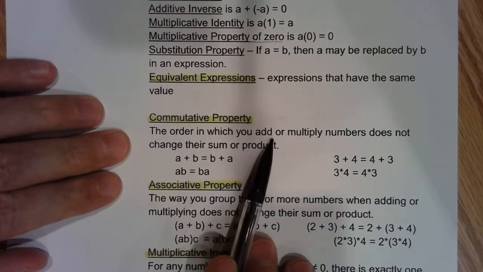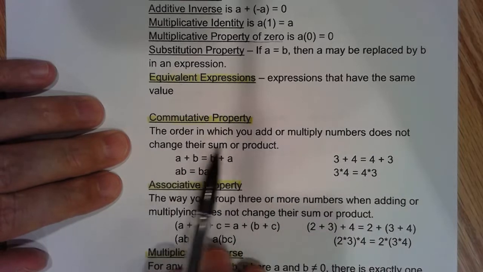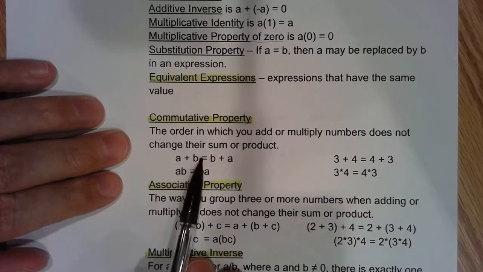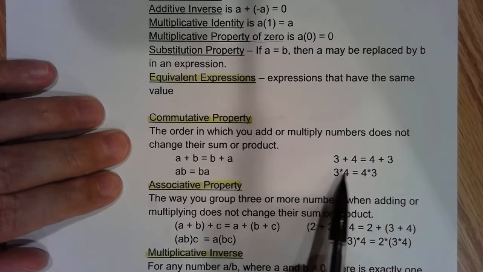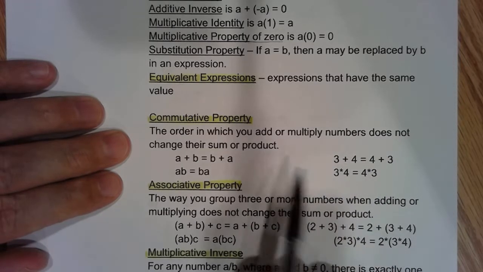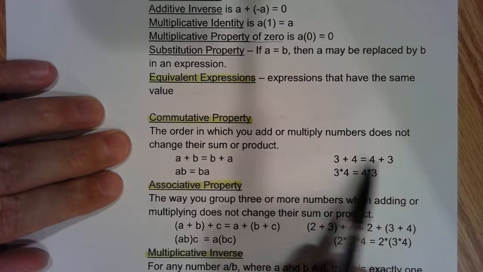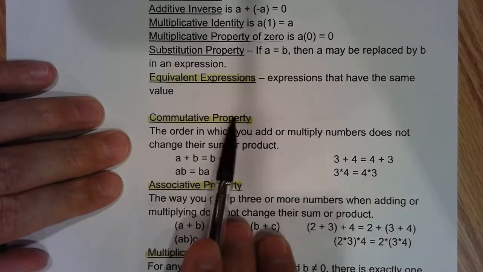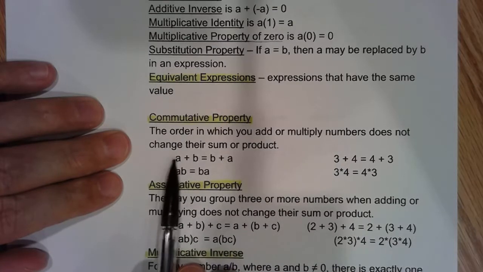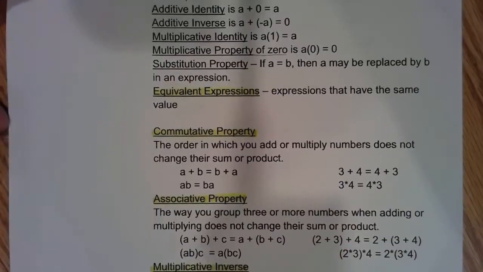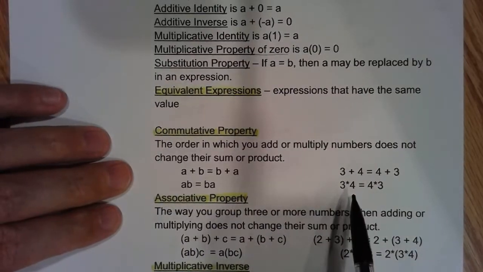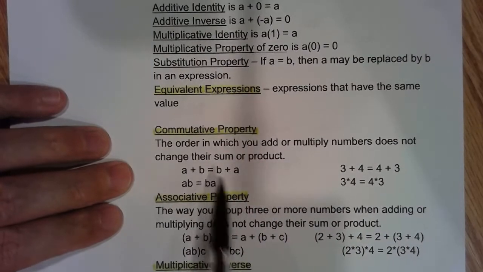The order in which you add or multiply numbers does not change their sum or product. So a plus b is equal to b plus a, a times b is equal to b times a. 3 plus 4 is the same as 4 plus 3, 3 times 4 is the same as 4 times 3. Notice there's no subtraction in here, and there's no division in here. So commutative property can only be with the two numbers that you are switching. Actually, you can have 3, 4, 5 numbers, but they all have to be adding or all being multiplied. So it's the commutative property of addition, or the commutative property of multiplication.